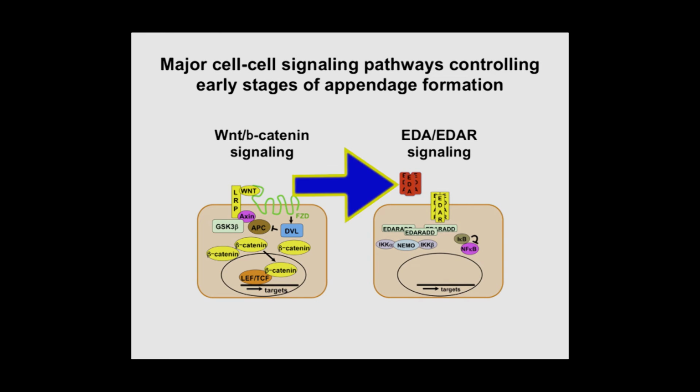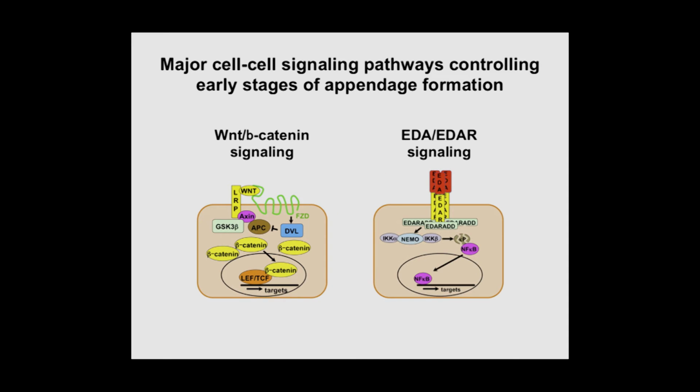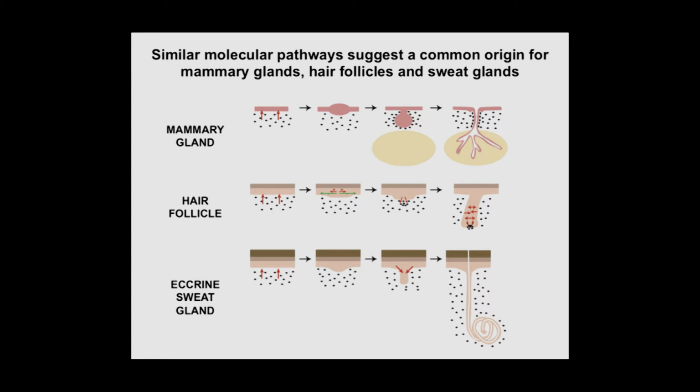Ectodysplasin signaling similarly involves a secreted ligand, in this case called EDA, and this interacts with its receptor and causes a different set of changes intracellularly, but these also result in expression of target genes. So it turns out that Wnt signaling is absolutely key for the formation of all of these different appendages. In its absence, they completely fail to form. And if you overactivate this pathway using genetic tricks in mice, we see that you get extra appendages forming.